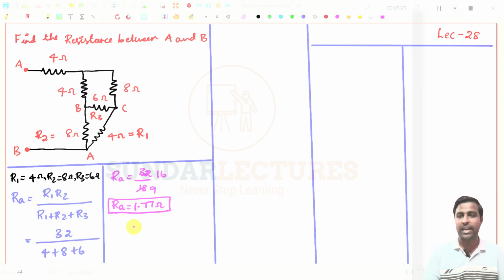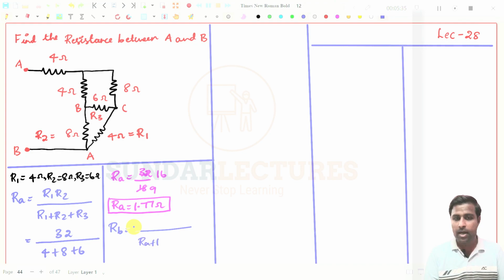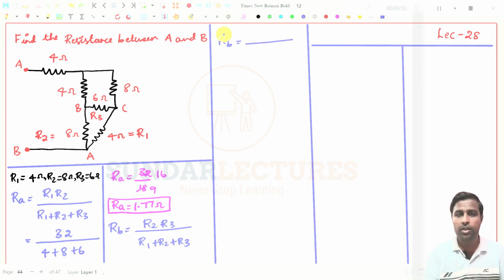That is RA, right? So now we go for RB. The formula is simple, right? So RB will be equal to the same denominator, R1 plus R2 plus R3. But here, if it is RB, then the numerator will be R2 into R3, right? So I will directly substitute now, since we know the denominator. RB should be equal to, the whole divided by 18, no difference in this.